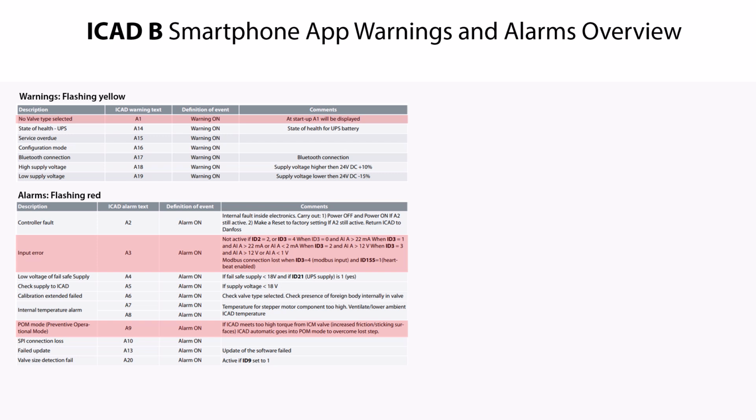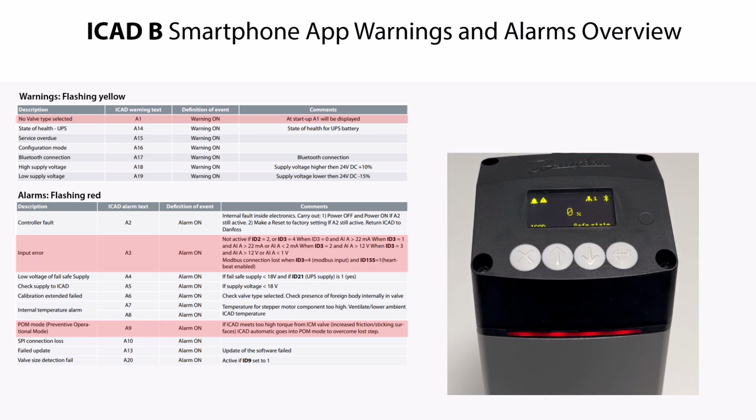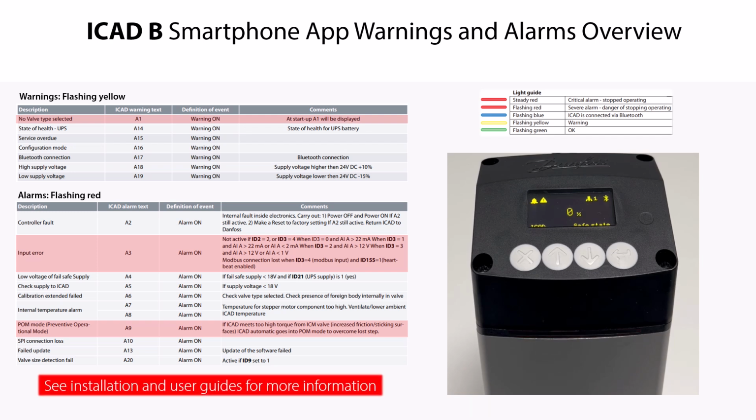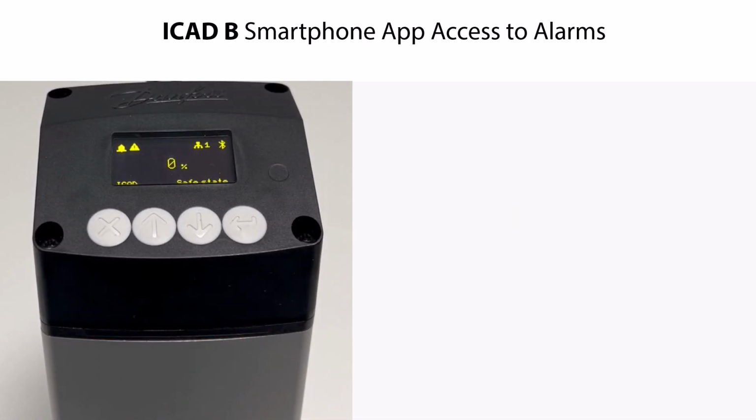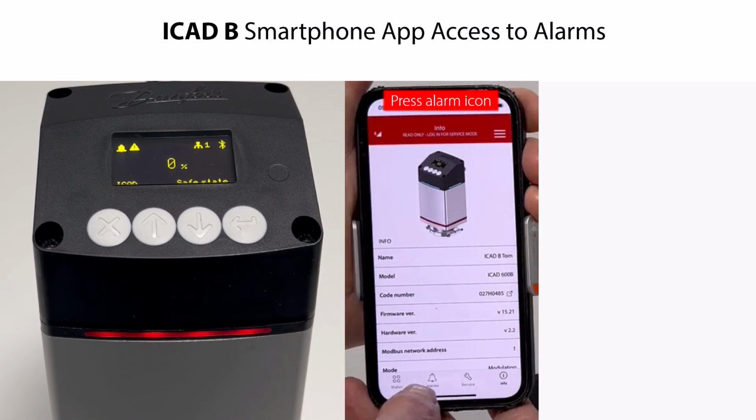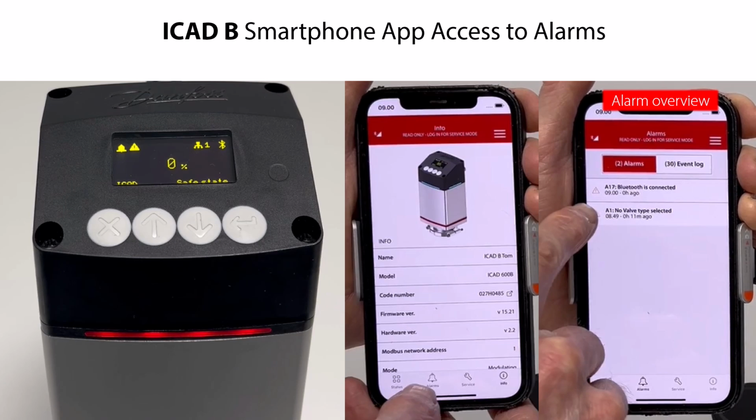These alarms can be identified in the ICAD B display and in the ICAD B smartphone app, and as seen, then the alarms are visually supported by a flashing red status light. You can see the status light guide specified here, and you can check the installation and user guides for more details about the ICAD B status light. If the ICAD B shows a flashing red status light, as seen here in this example indicating that an alarm has been triggered, then you can press the alarm icon, which will show you details about the alarm. This supports you to solve the issue.